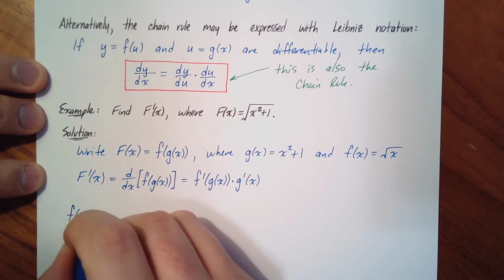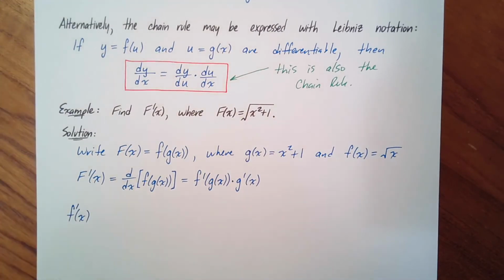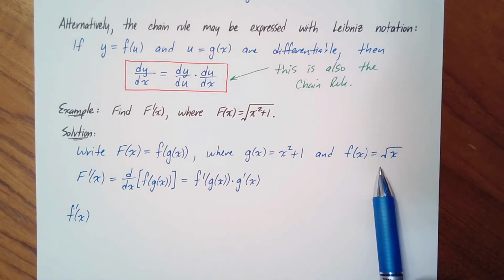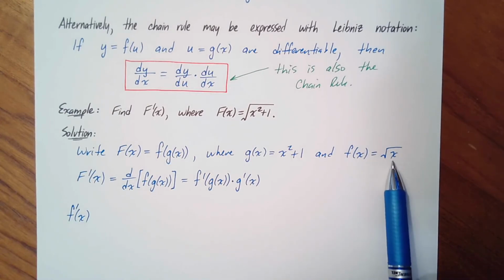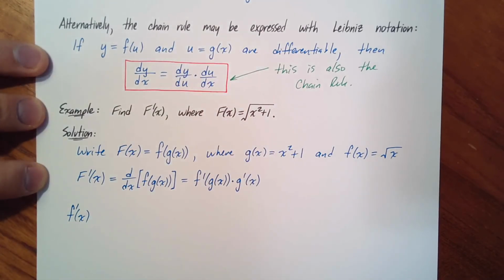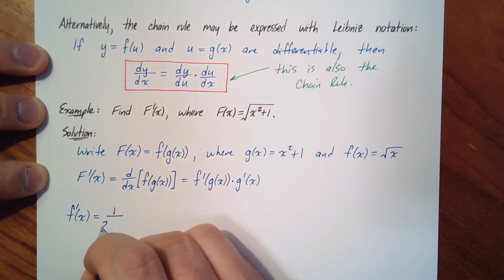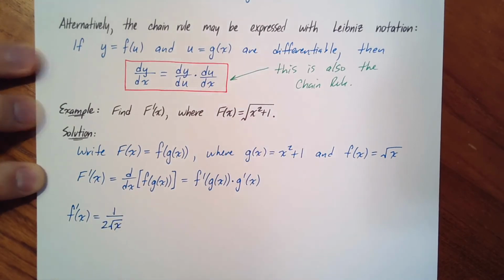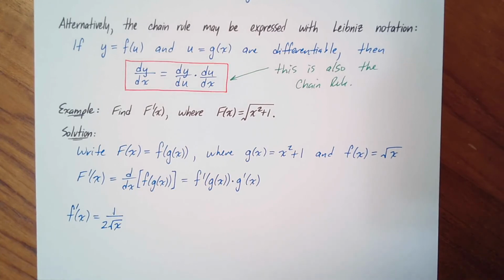If f of x is equal to the square root function, over here we've got f of x is equal to the square root of x. Remember, you can write this as f of x is equal to x to the 1/2 and just do the power rule. And you'll get 1/2 x to the negative 1/2, which if you change it back to radical notation and get rid of your negative exponents, you'll end up getting 1 over 2 times the square root of x. So that's what you get for f prime of x.